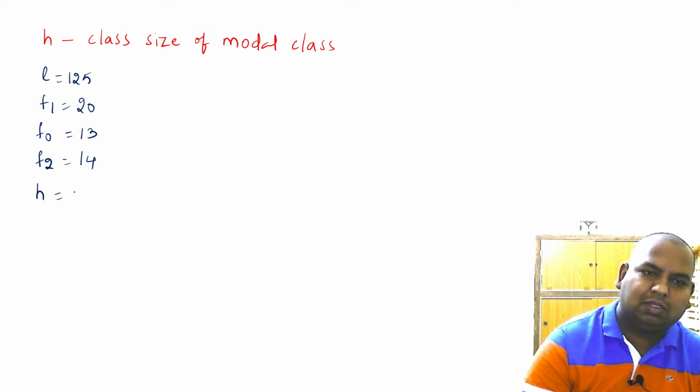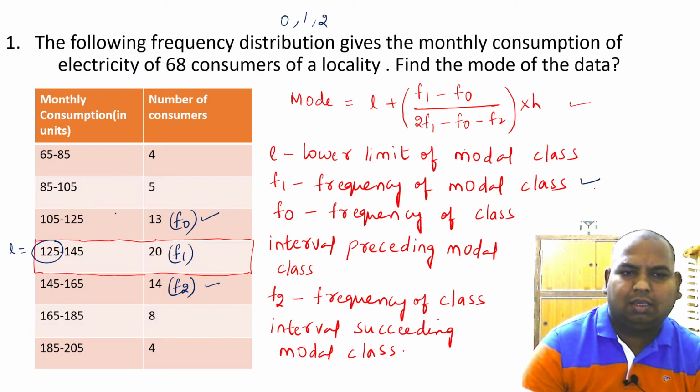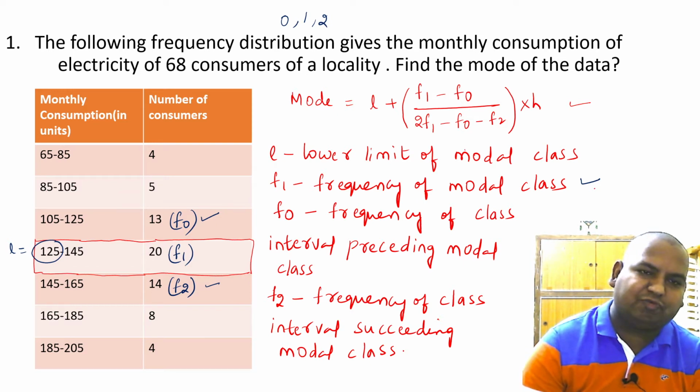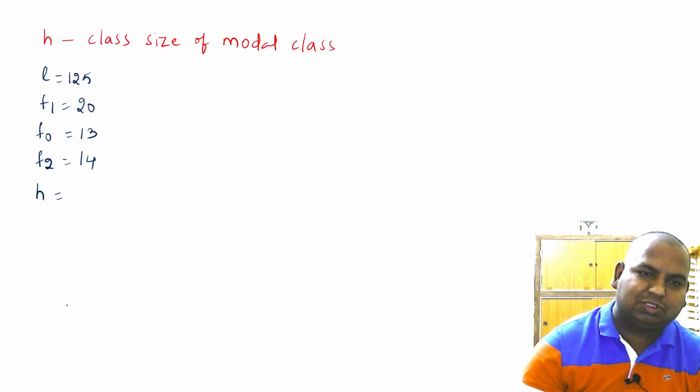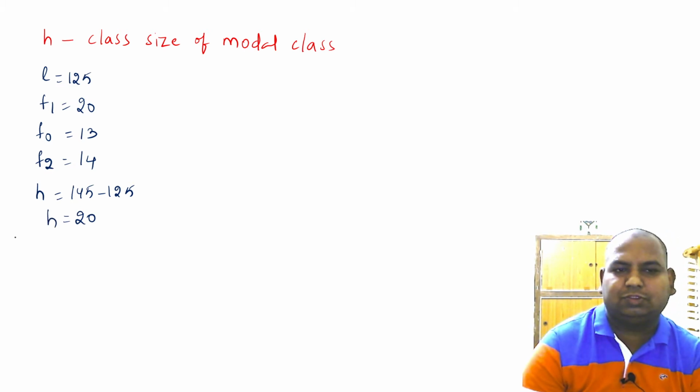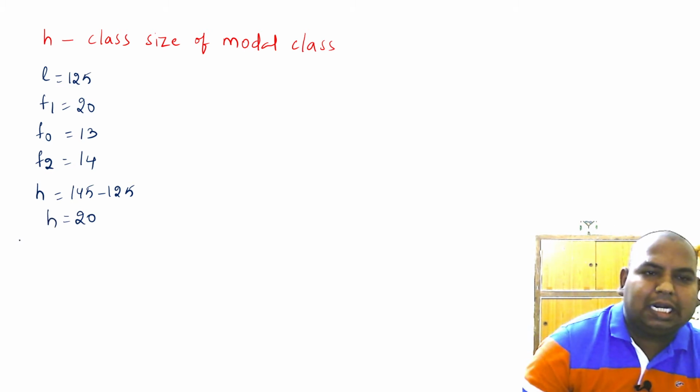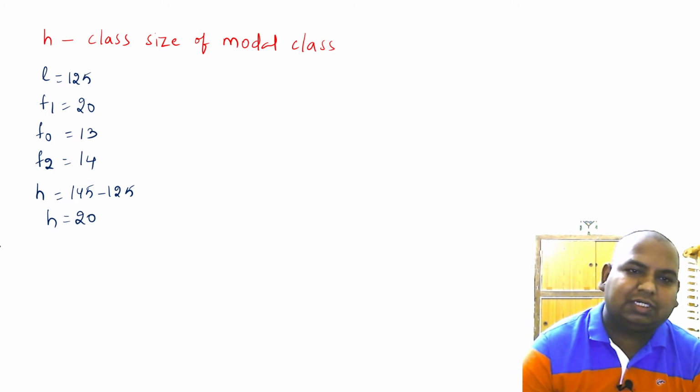Next, H. What is H here? H is the class size or class width of the middle class. How to find class size or class width? We should do upper limit minus lower limit. That is, 145 minus 125, which is equal to 20. H value is 20. So we got all the values. Now it's time to substitute and simplify.